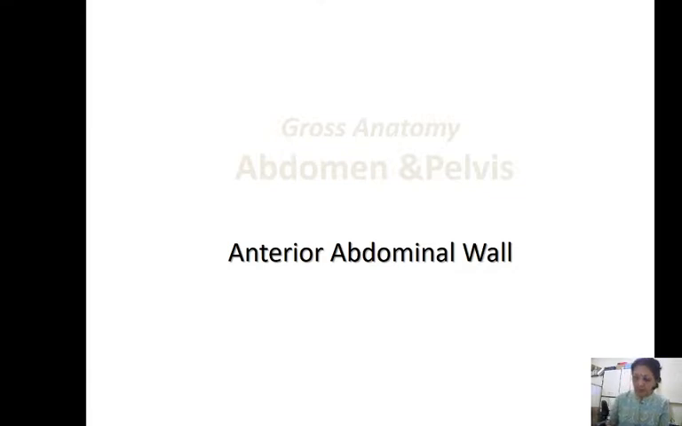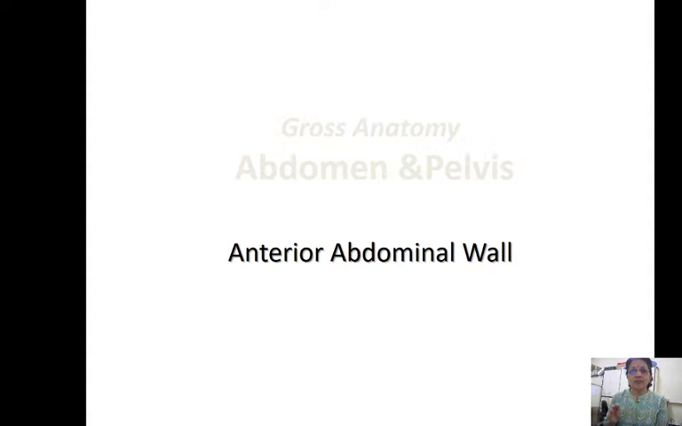So the anterior abdominal wall, now this is familiar territory for all of you. All of us know our anterior abdominal wall. And I would suggest that once this class is over, you take an anatomy atlas, gross anatomy, or any textbook with good diagrams, and correlate for yourself all the surface features which are visible and palpable.